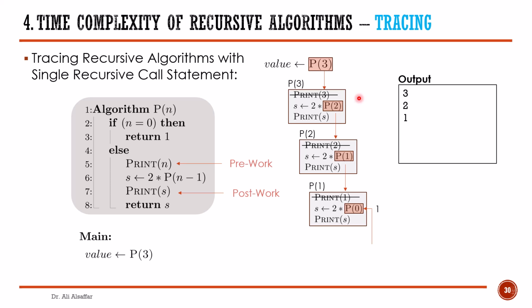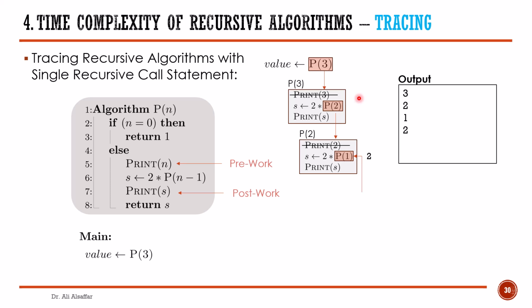Now we are back inside P(1). Multiply P(0), which is equal to 1, by 2. The answer is 2. Save it into the variable s, print it on the screen, and return back to the previous recursive call, returning 2 to the call P(1).